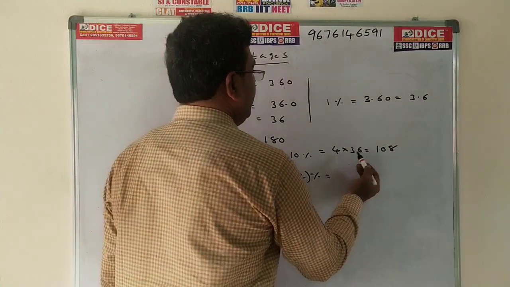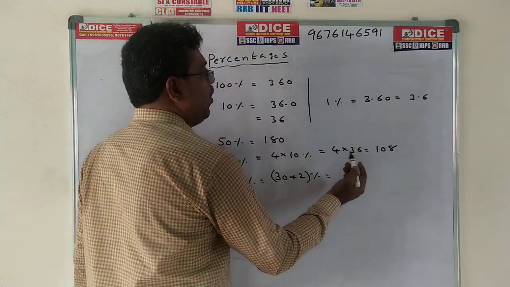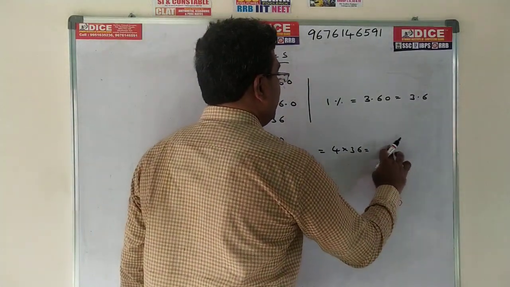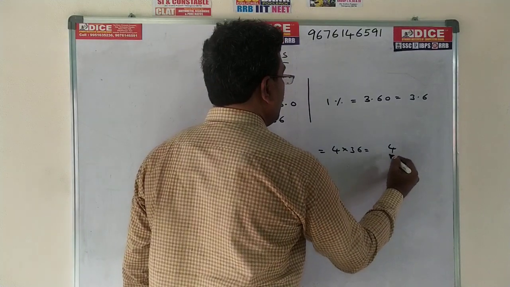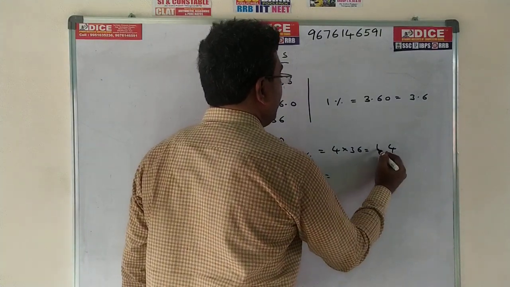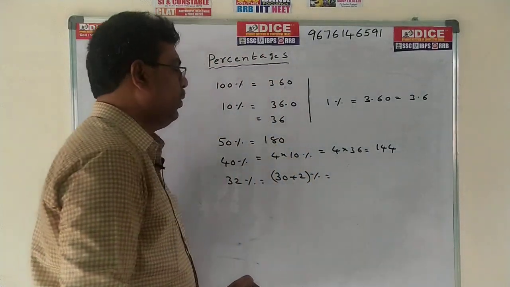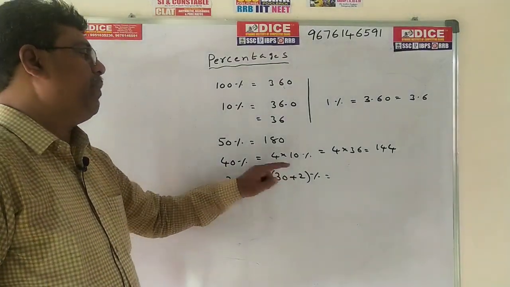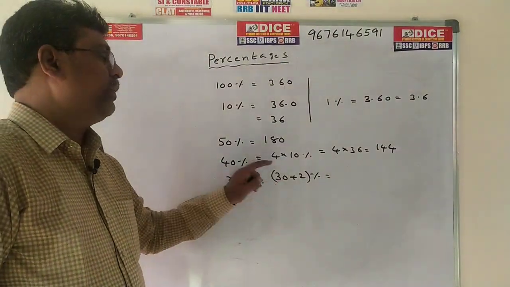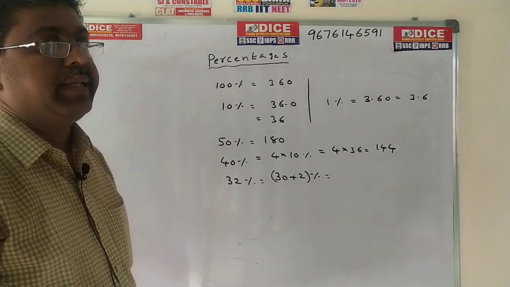Here, 3 into 36: 6 into 3 is 18, 3 into 3 is 9, the value becomes 108. Now come to this one. 30% plus 2%. 30% means 3 into 10%, 36 into 3, 108.